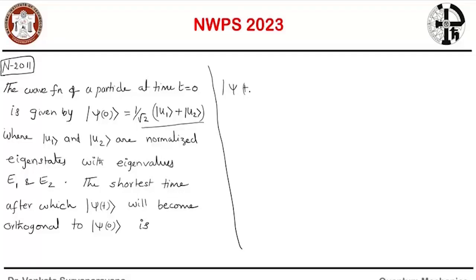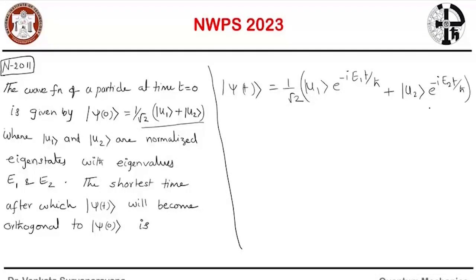After a time t, what happens? Because these are stationary states, evolution always happens like this. This one plus the state U2 evolving with energy E2. That is the meaning of stationary states. Since we are talking about time independent systems where the potential is independent of time, once we know eigenvalues of energies, they evolve in this way.